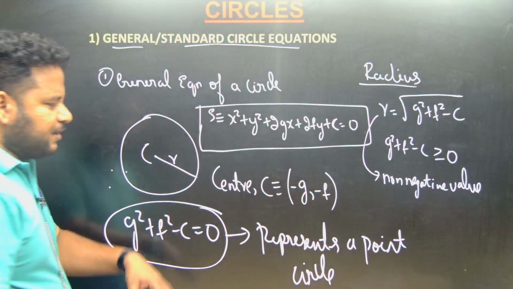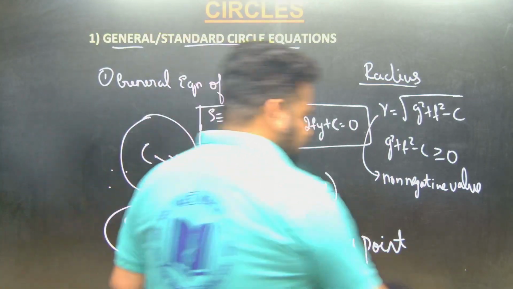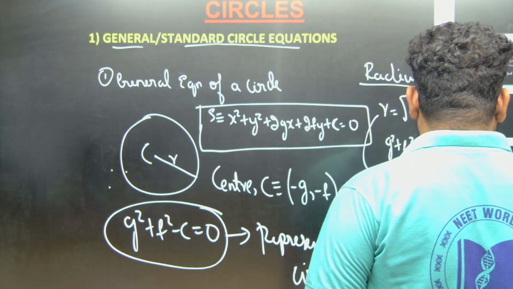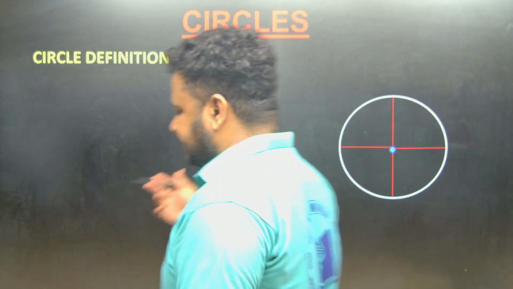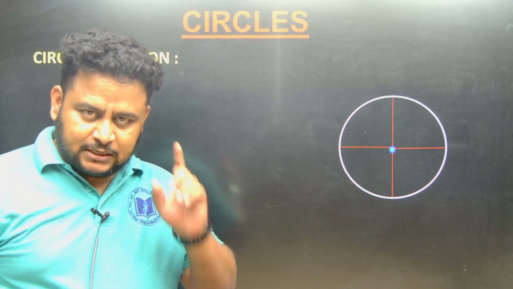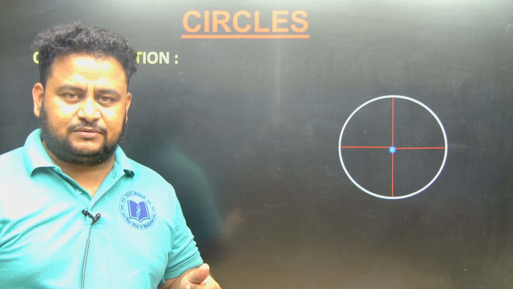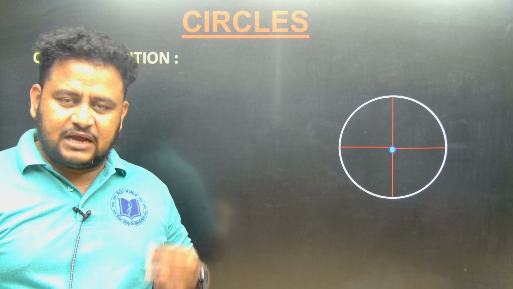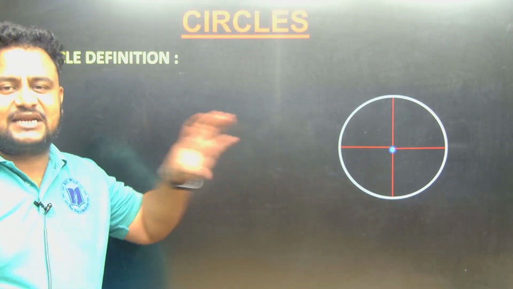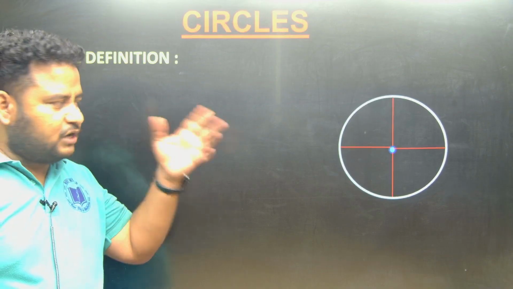But before coming to the point circle, let me define the circle. You would already have learned the definition of the circle, but let me define it again so that you understand what a point circle is better, and what the standard equation of the circle is. Till now whatever I discussed is the general equation. Now we have to go to the standard equation, and we should also know what a point circle is. But before that, let us define what a circle is.